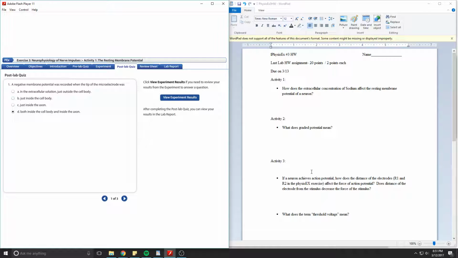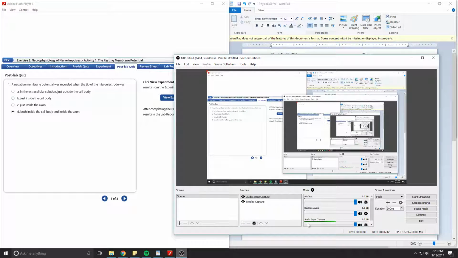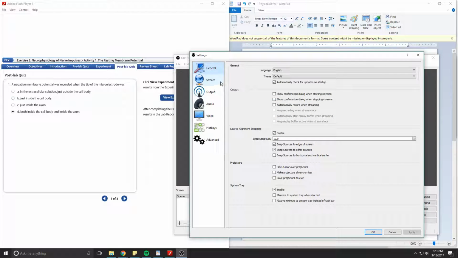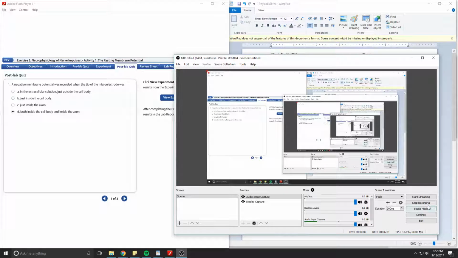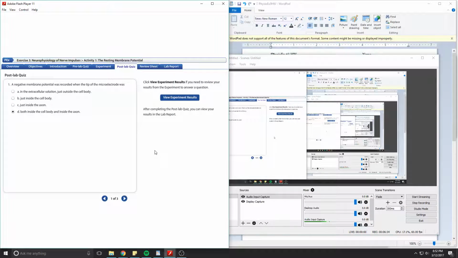I just realized that if I'm typing, it's going to kill my recording software, so I'm going to go into settings really quick. We go to hotkeys, and I'm actually going to clear all these so that it does not kill my recording when I type. Okay, we should be good now.